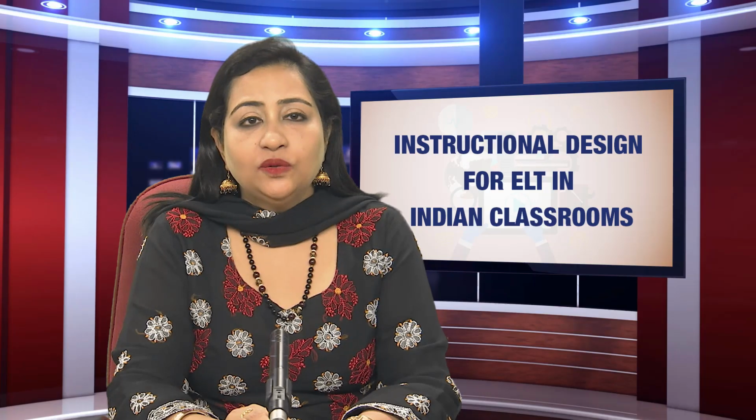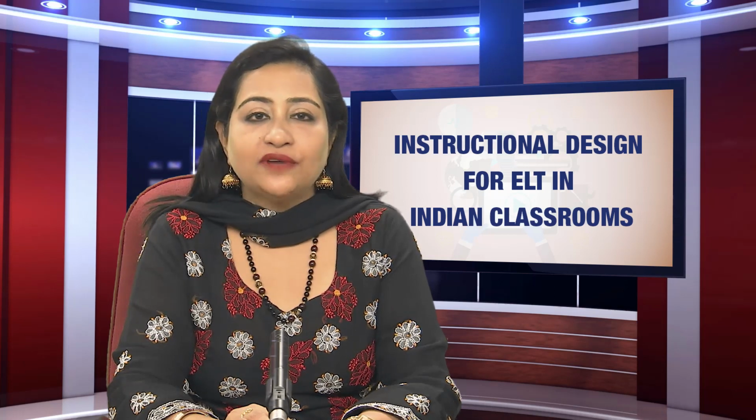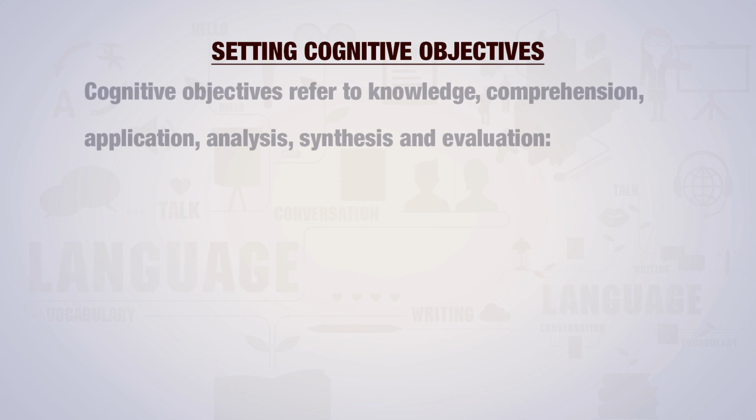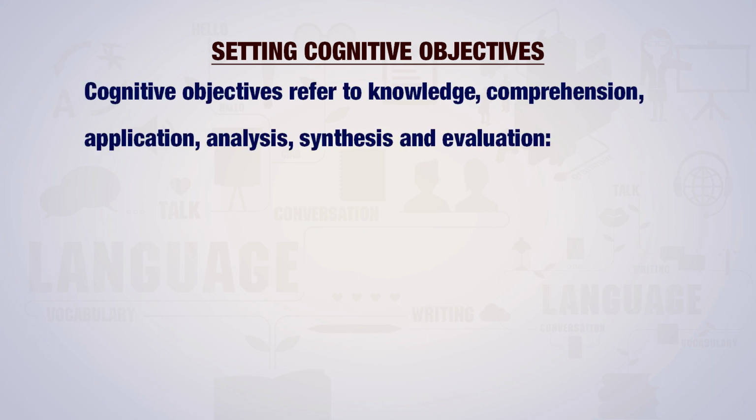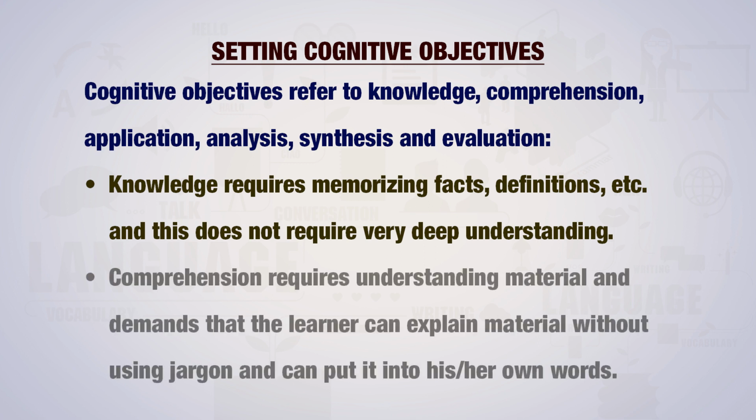Yet another way of achieving instructional efficacy is by establishing cognitive outcomes and objectives such as parameters of knowledge, comprehension, application, analysis, synthesis, and evaluation. Knowledge requires memorizing facts and definitions, and this requires superficial understanding. Comprehension requires understanding material, and the expectation of a comprehension assessment is that the learner can explain content lucidly and cogently in an individual idiom.